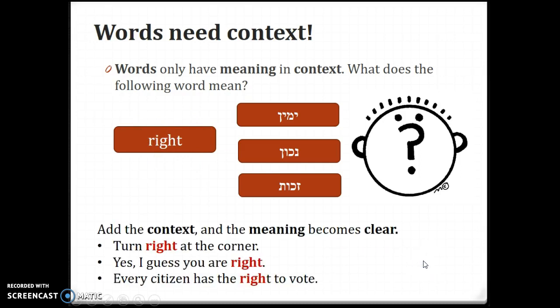So when we add context, the meaning becomes clear. For example, turn right at the corner. Yamin. Yes, I guess you're right. Nachon. Every citizen has the right to vote. Zchut. So here we're very clear what the meaning is, and each of these is very different. In English, we have a situation of one word with three different meanings in Hebrew. Sometimes it's the opposite. Sometimes there are more words.